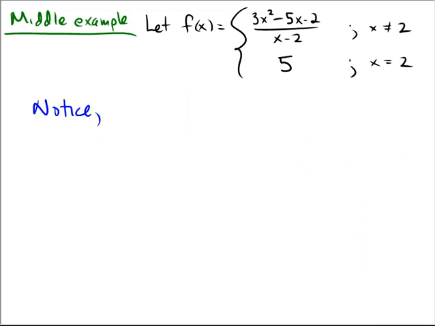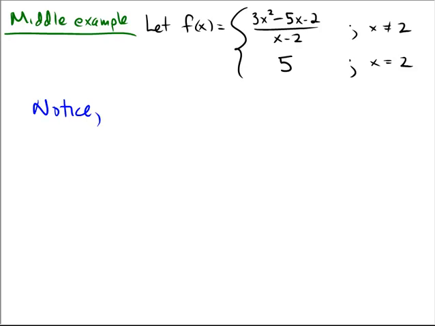Okay, let's try a middle-level example now. This one's not going to be quite as easy as the other one, but maybe the line of logic will still make sense. We're going to look at f of x equals (3x² − 5x − 2) over (x − 2) when x is not equal to 2. And since this top expression is undefined at 2, we'll just choose a value and say that the function is equal to 5 when x equals 2. This is the standard piecewise function where this value doesn't fill in the hole correctly, so this is a removable discontinuity that's going to show up in the graph.